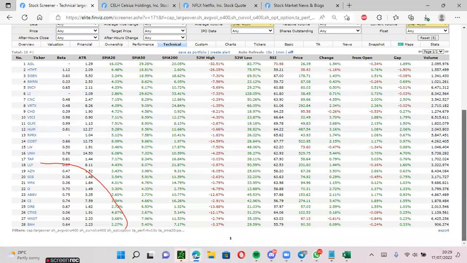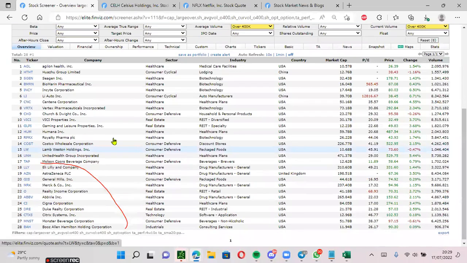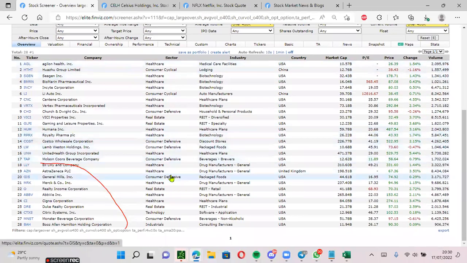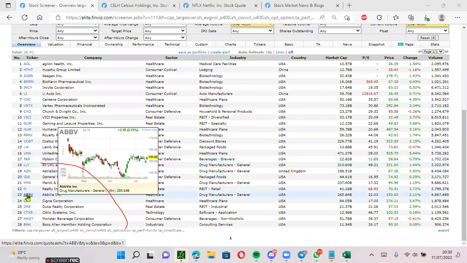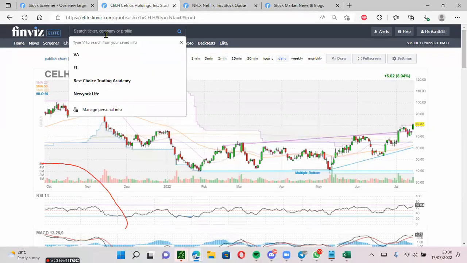I think mostly, let's see what the stocks are. Okay, mostly healthcare stocks. If you look now, healthcare, consumer cyclical, healthcare, real estate. There are a few real estate, and mostly a lot of the stocks are healthcare, right? Can we see ABBV? I think it looks good. ABBV. Okay, I'll take a look at ABBV.